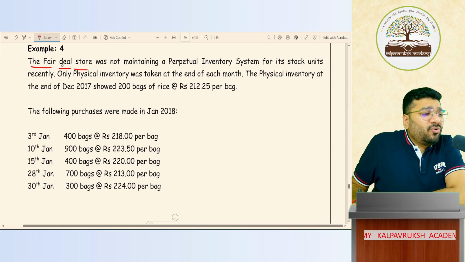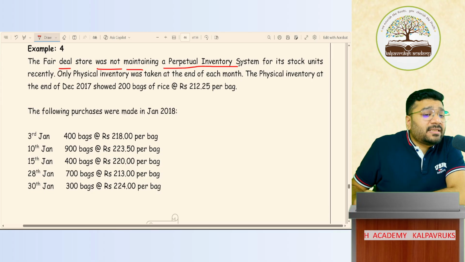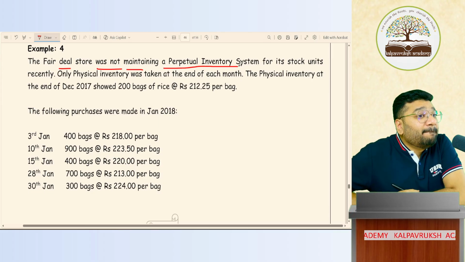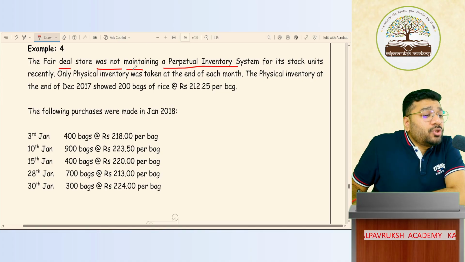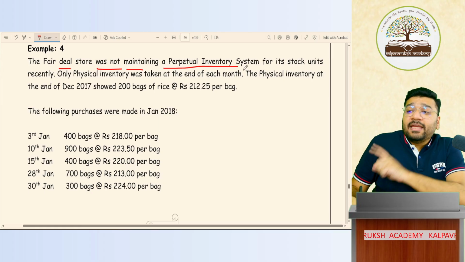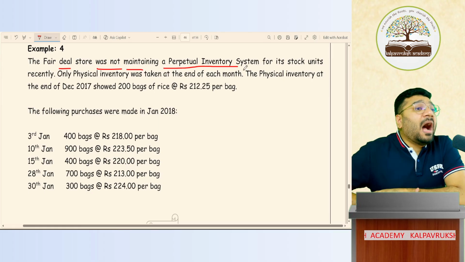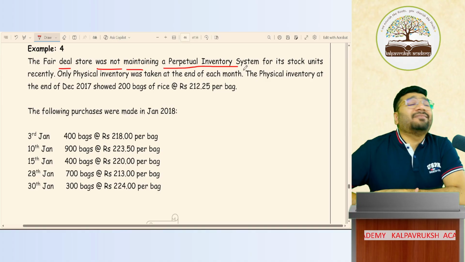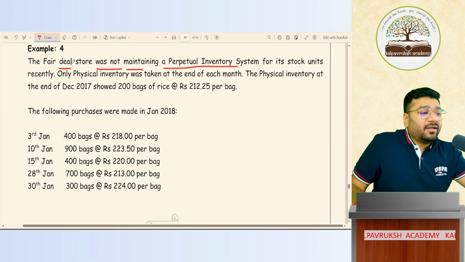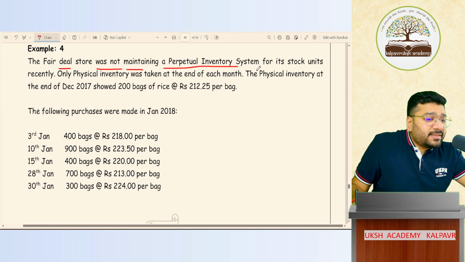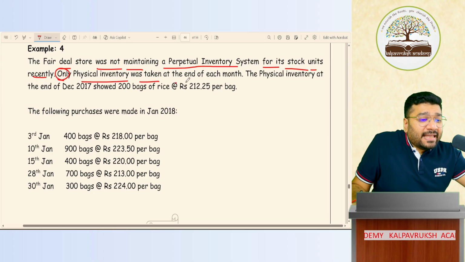The Fair Deal Store. The store which deals fairly is called Fair Deal Store. It was not maintaining a perpetual inventory system, but a periodic inventory system. If perpetual inventory is not maintained, how will I get the closing quantity? By physical counting. Only physical inventory was taken at the end of each month.